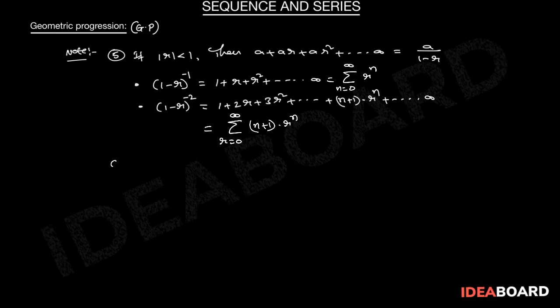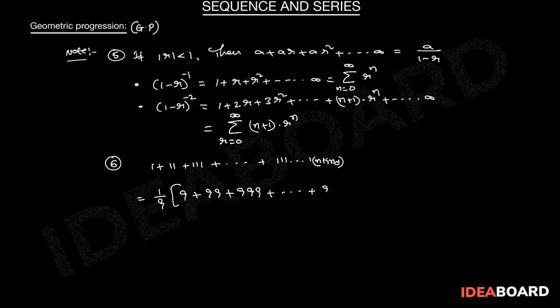Sixth one, standard result, that is 1 plus 11 plus 111 plus and so on plus 111 and so on 1, n times, equals 1 by 9 into (9 plus 99 plus 999 plus and so on plus 999 and so on 9).